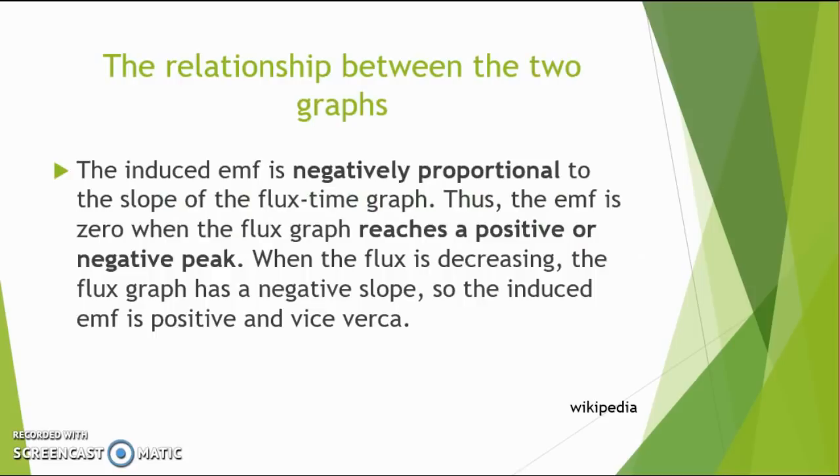As you can see here, based on Wikipedia, it says that the induced EMF is negatively proportional to the slope of the flux-time graph. Thus, the EMF is zero when the flux graph reaches a positive or negative peak. When the flux is decreasing, the flux graph has a negative slope, so the induced EMF is positive, and vice versa. I can see you guys are like, oh my gosh, what is this?